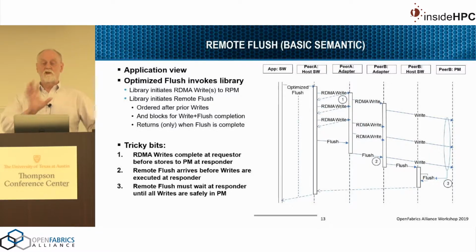This is the original optimized flush version, which proceeds to flush, flush, flush by doing write, write, write, followed by flush. And you can see that there are RDMA writes on the wire, PCI writes in the host, and something hits persistent memory on the right. And so there are 3 little tricky bits labeled 1, 2, and 3.